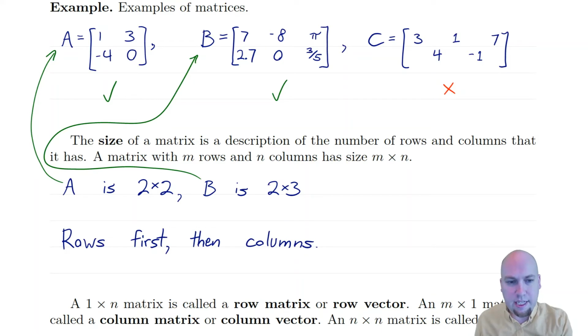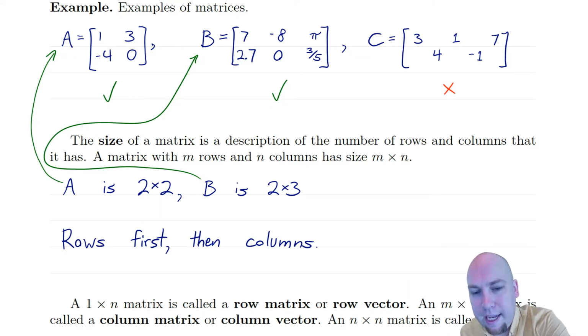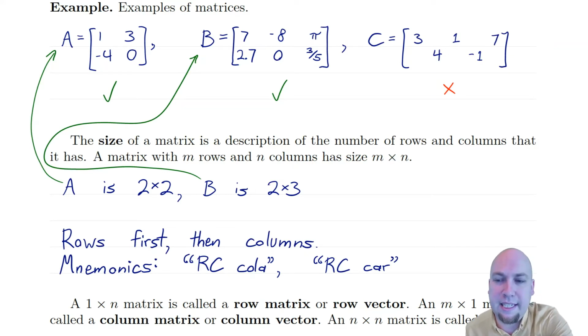We're going to see lots of notation and different ways of talking about matrices, and you're always going to want to distinguish the rows from the columns. It's always going to be rows first, then columns. So keep that in mind, and come up with a mnemonic or something like that to help you remember that.